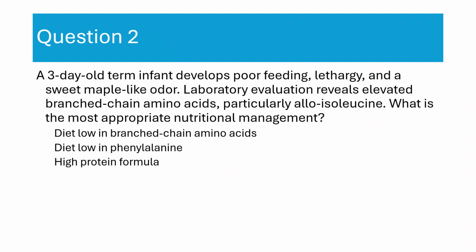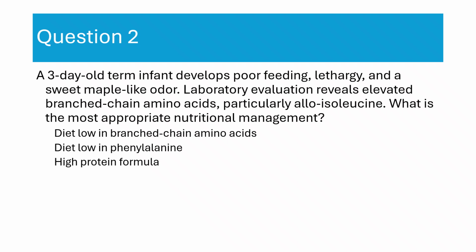A 3-day-old term infant develops poor feeding, lethargy, and a sweet maple-like odor. Laboratory evaluation reveals elevated branched-chain amino acids, particularly allo-isoleucine. What is the most appropriate nutritional management? Diet low in branched-chain amino acids, diet low in phenylalanine, or high-protein formula. The correct choice is diet low in branched-chain amino acids.